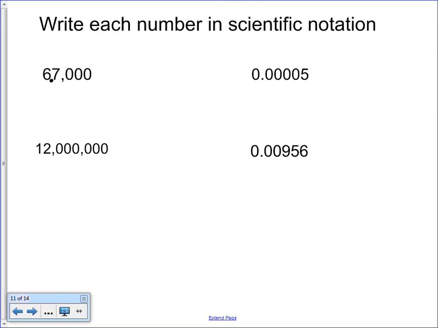So how far to the right would you have to go to get to the end of that number? Well, you have to go 1, 2, 3, 4.